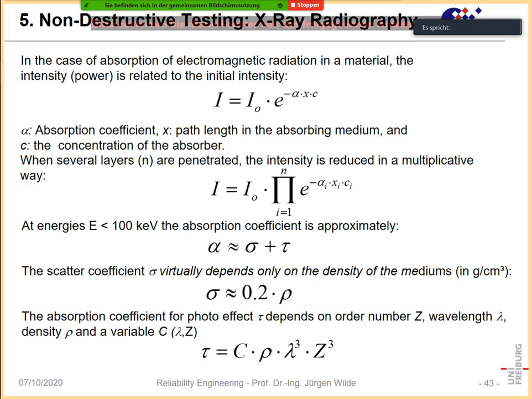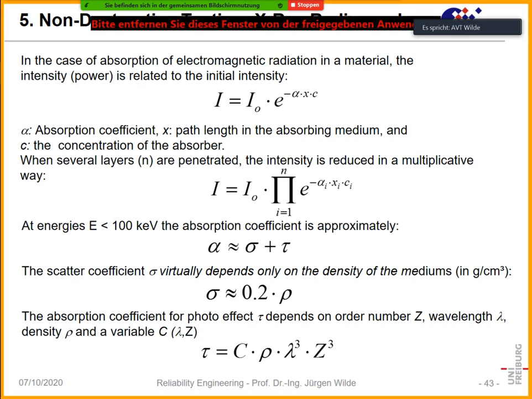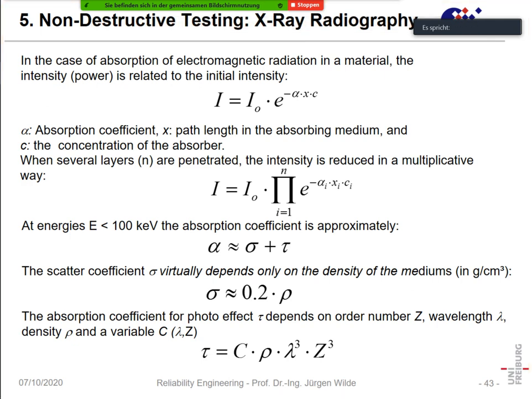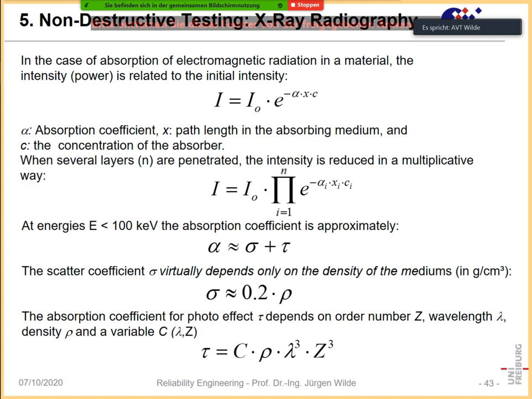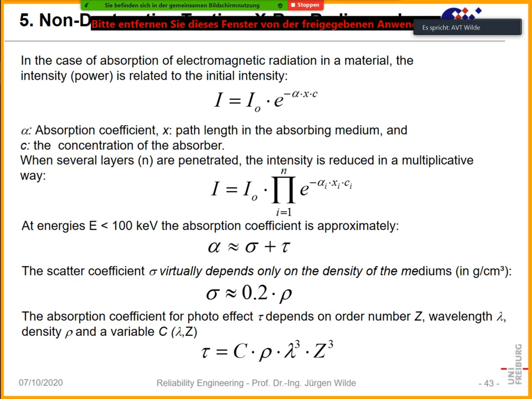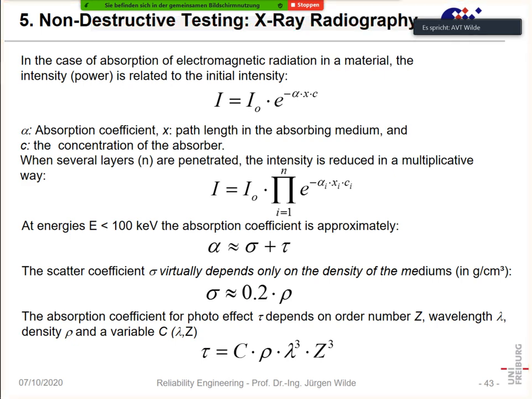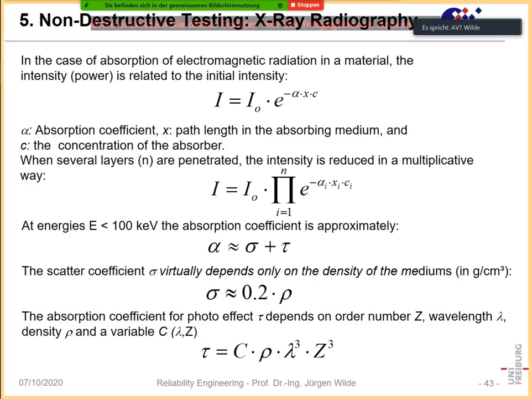What is the background? If an X-ray beam goes through some matter, the intensity which comes out depends on the intensity which goes in times e to the power of minus alpha, which is the absorption coefficient, times the thickness through which it goes, and some concentration of the material, where the concentration is measured in gram per cubic centimeter. So when several layers are penetrated, the intensity is reduced in a multiplicative way. So of course, always the initial intensity is important, and the individual thicknesses of the layers as well as their absorption coefficients are important.